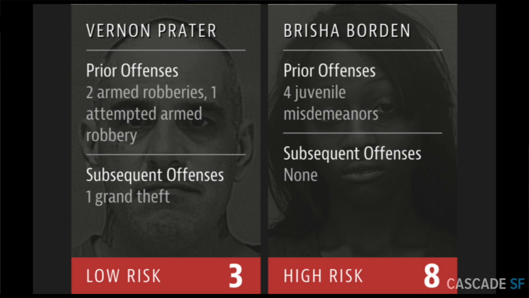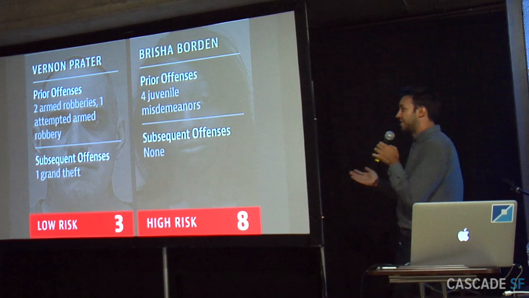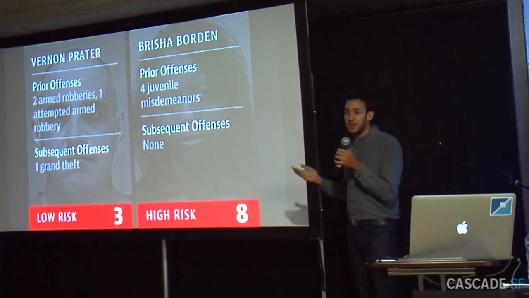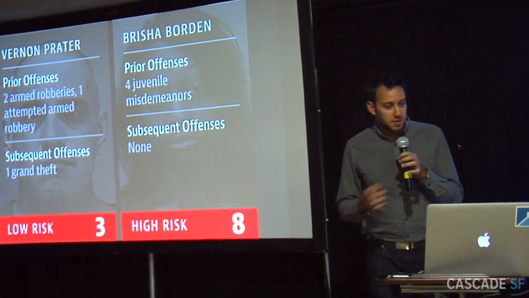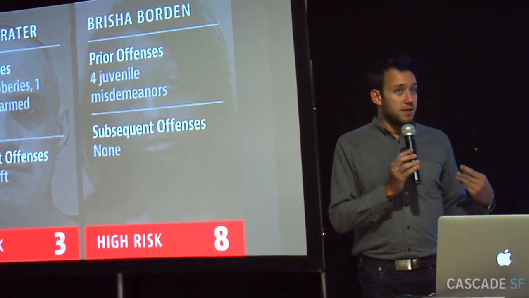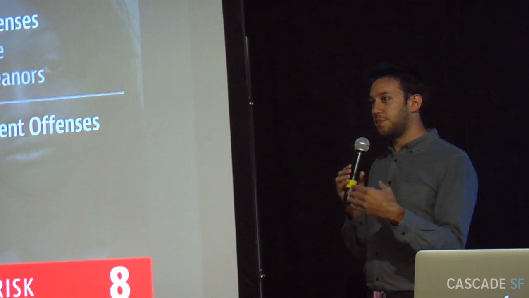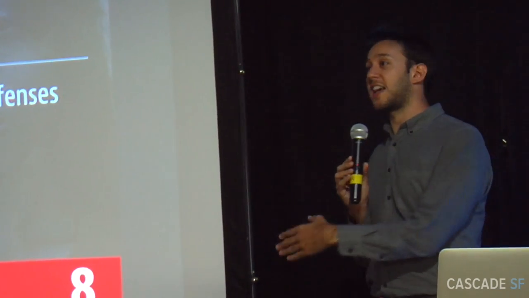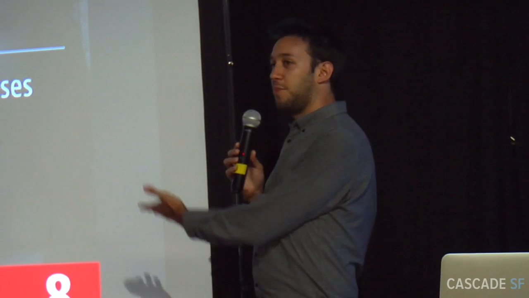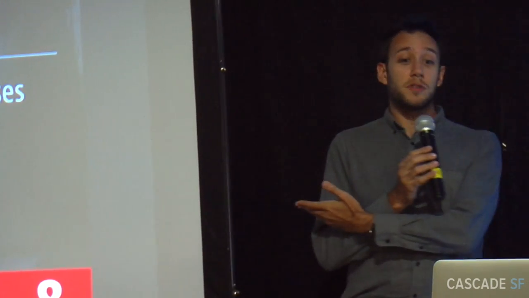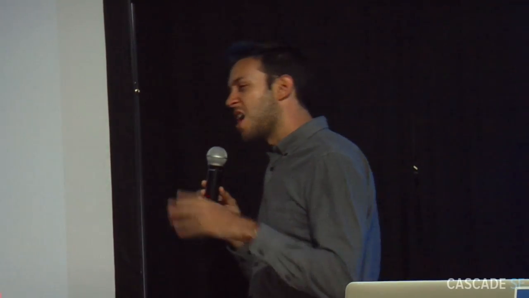Turns out, of course, Vernon did a grand theft after that and served additional years in jail, and Brisha has not done any subsequent offenses at all. And the discovery was that the algorithm, or the AI, was relying on a lot of systemic bias-driven statistics in society that made a black person a high risk for subsequent offenses, and a white male with a somewhat violent criminal record and having to spend time in jail already, probably fine.